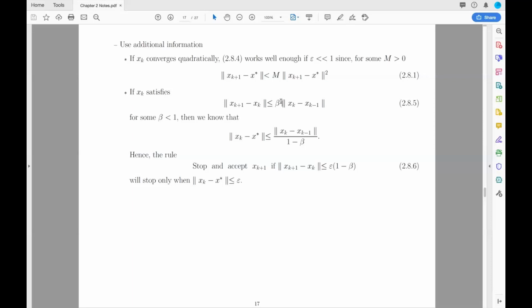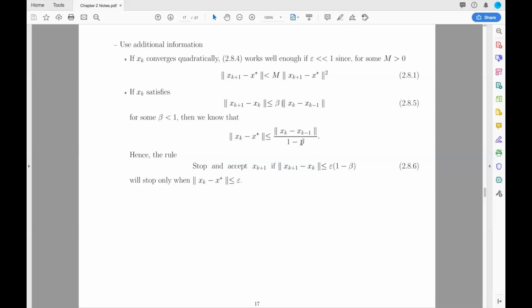Now, if you have linear convergence, then you can construct a telescoping series, and what you know is this: if you have a linear convergence, then the error in the xk guess is bounded above by the change between xk and xk minus 1 divided by 1 minus beta.